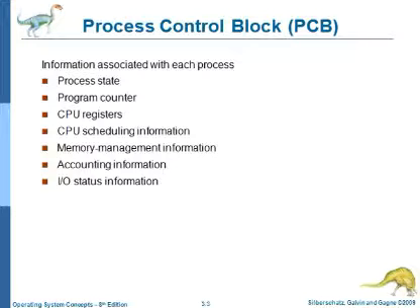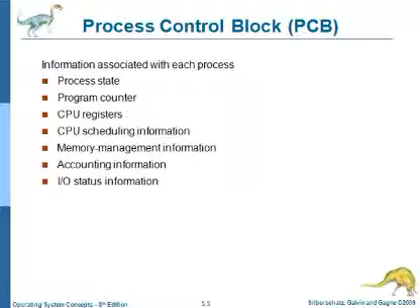This process control block involves the following various stages: process state, program counter, CPU register, scheduling information, memory management and accounting information, and the final one, IO status information. The first one, process state.